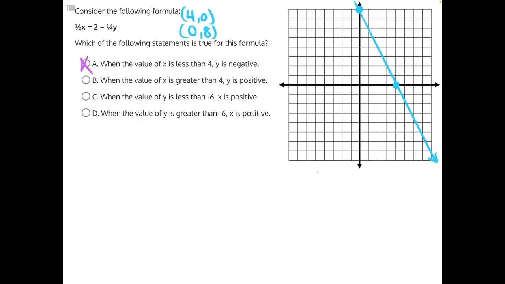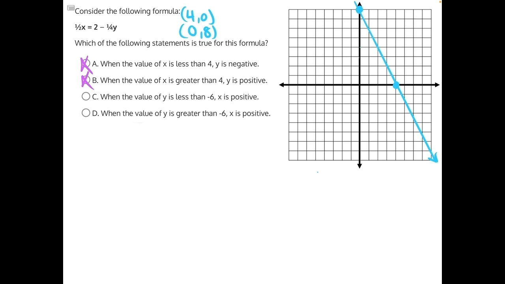Answer choice B says when the value of x is greater than 4, so the other way, going in the greater than direction, so we'll be going down here, all of these y values should be positive. Well, that's also not true because all of these values are below the x-axis, meaning their y values are negative, not positive. So B is also incorrect.